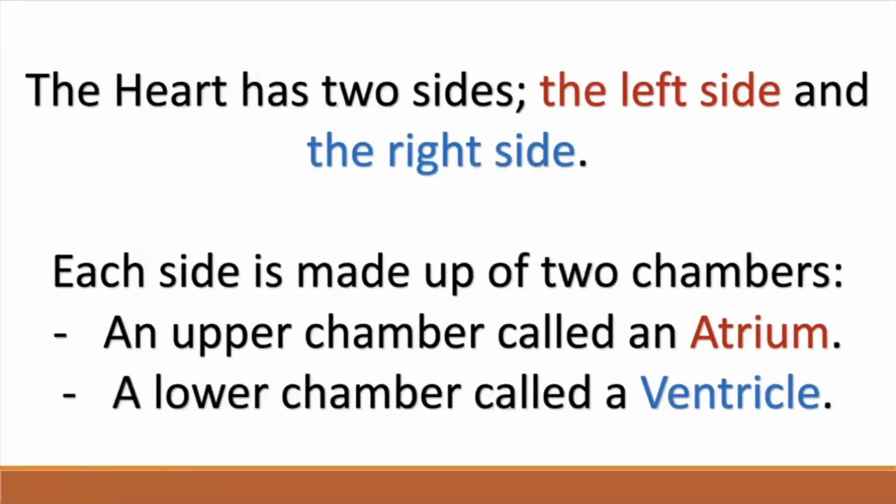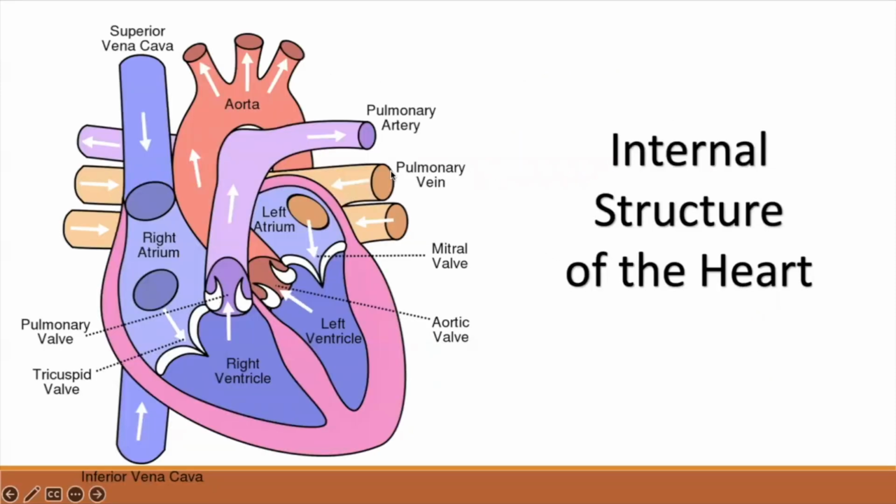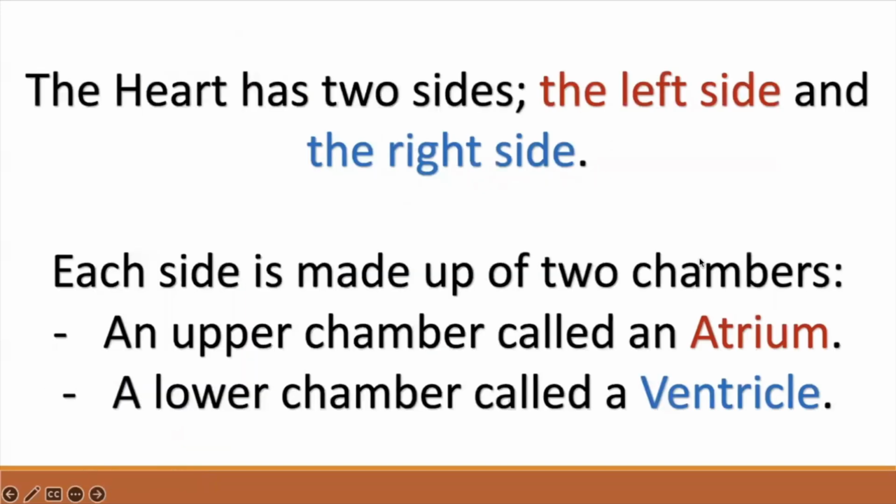Now, first of all, the heart has two sides, the left side and the right side. Now, over here is what we call the left side. This part where you see the walls look a bit thicker, this is the left side of the heart. Over here where the wall looks a bit thinner, this is the right side of the heart.